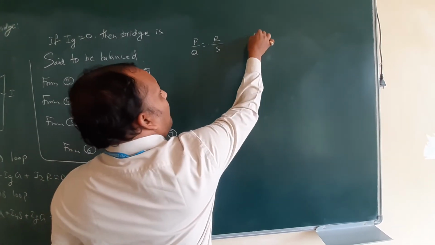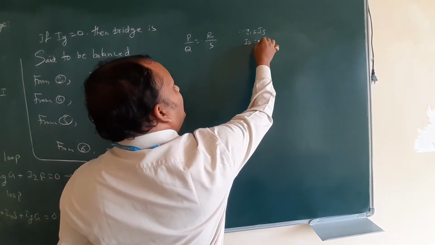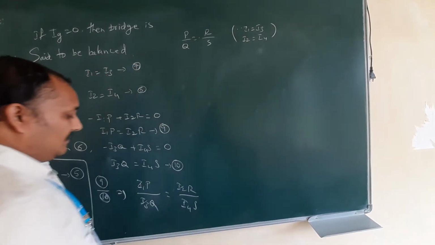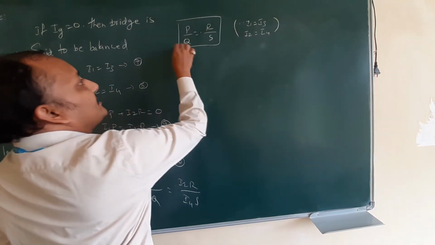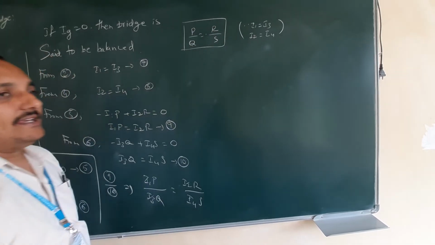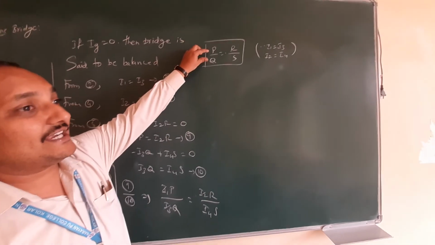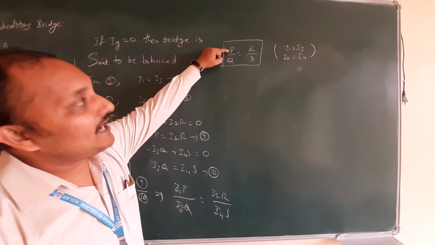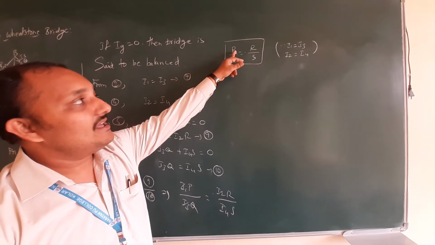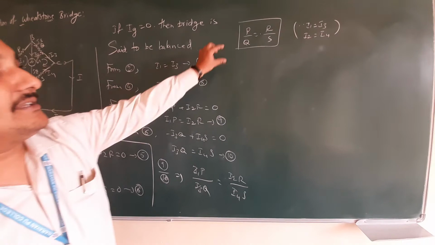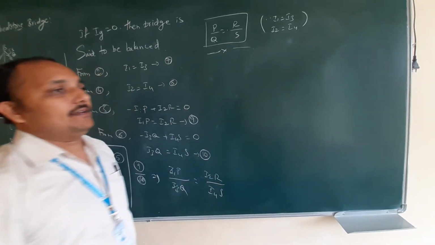Since I1 is equal to I3 and I2 is equal to I4, therefore we cancel these from equations 7 and 8. You got this condition: P by Q equal to R by S. The ratio of two resistors' resistance we can calculate, and we can find one unknown resistance. If R, S, Q we come to know in the Wheatstone bridge, you can calculate the unknown resistance P. This is nothing but the balancing condition of the Wheatstone bridge.